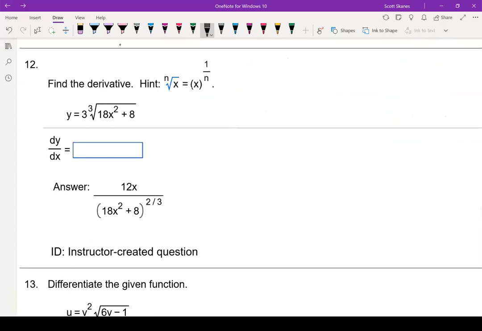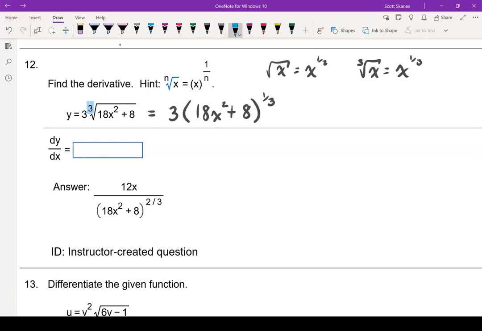Number 12, find the derivative. There's a hint that any nth root of x is going to be x to the power of 1 over n. So, for example, if it's a square root, it gives a power of a half. If it was a cube root, it would give a power of a third, and so on. So this is a power of a third, you can see that right here. So the whole thing, if we rewrite it, is going to be the same expression inside, but it's all to the power of 1 over 3.